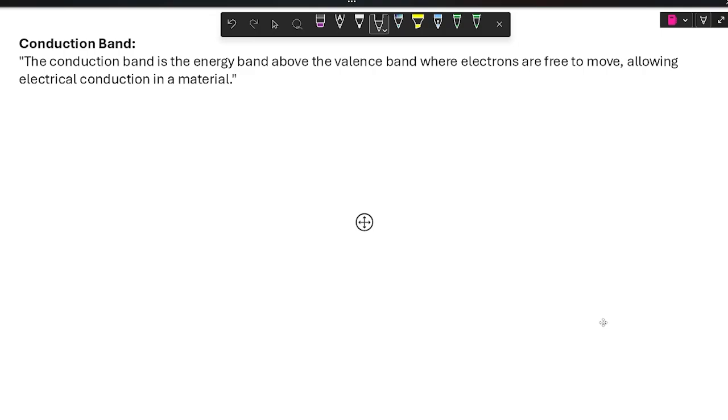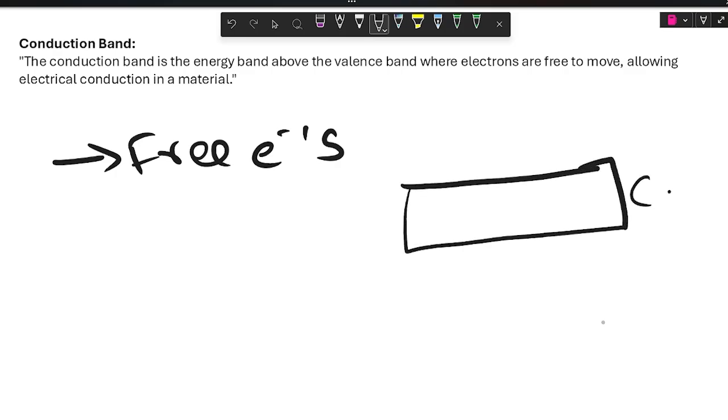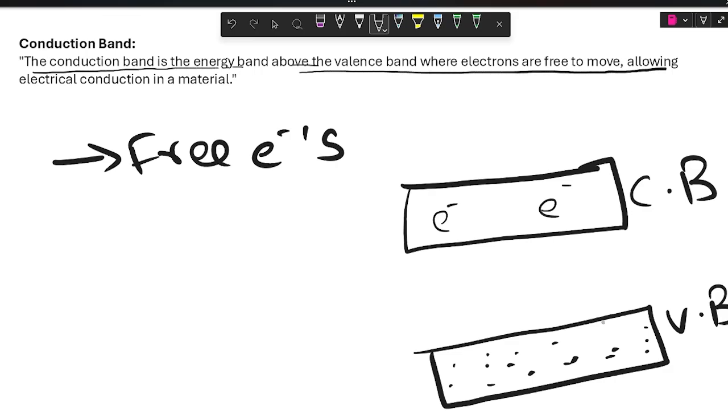Now the conduction band. In order to conduct electricity, we need something known as free electrons, right? But we are not getting free electrons in the valence band. So we need some other band where the electrons can move freely. That band is nothing but the conduction band, and it is right above the valence band. Let's see the definition. The conduction band is the energy band above the valence band where electrons are free to move, allowing electrical conduction in a material.